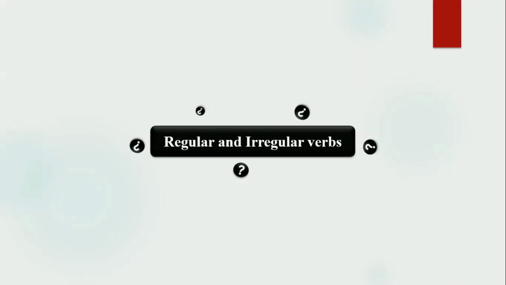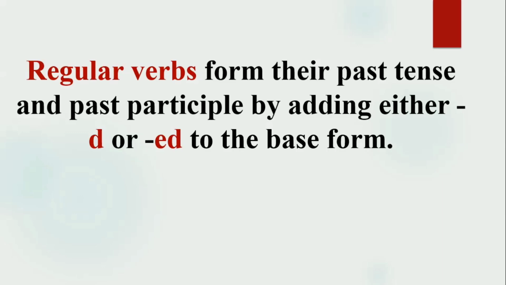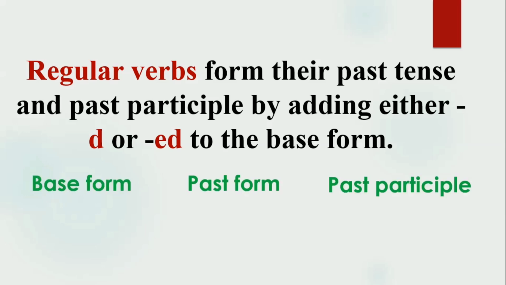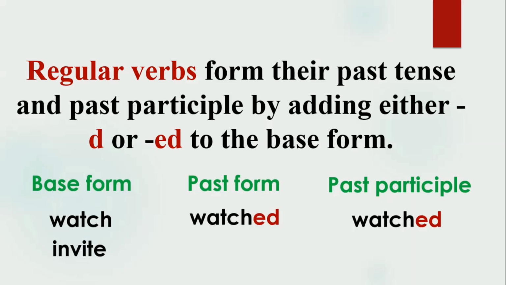In today's lesson we are going to study regular and irregular verbs. Regular verbs form their past tense and past participle by adding either D or ED to the base form. For example, watch, watched, watched, invite, invited, invited.